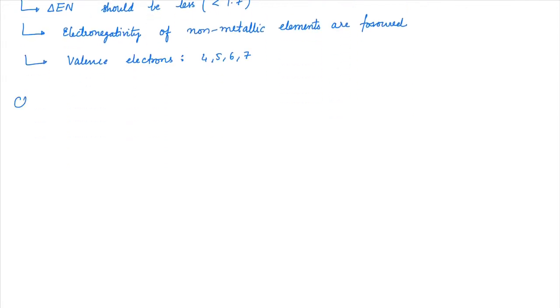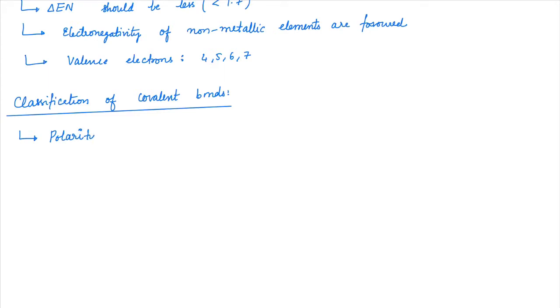Okay, so if I classify covalent bonds, the first thing that can be classified is on the basis of polarity. Covalent bonds can be decided on the basis of polarity. That means whether in nature they are non-polar or they are polar. If there are non-polar, then we usually call they have non-polar bonds.